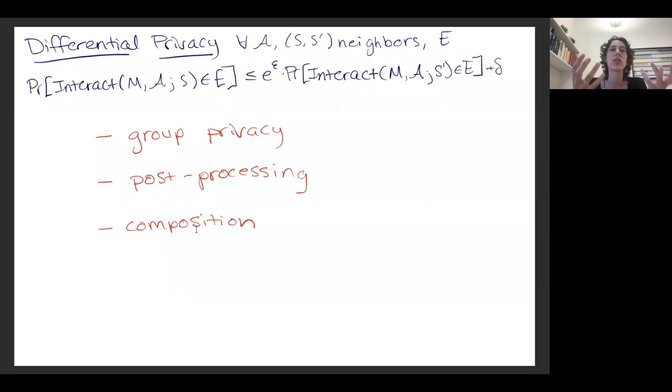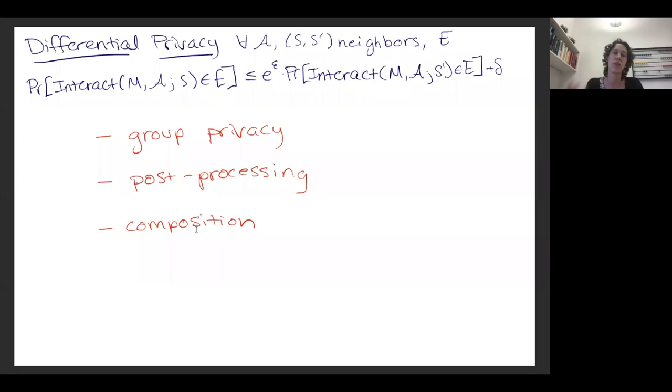The most basic version of this theorem really is just that. If I have a database and I do one computation that's epsilon, delta differentially private, and I do another computation that's epsilon, delta differentially private, then the combination of those two together is two epsilon, two delta differentially private. There's a literal adding up of those two computations' guarantees. And these types of guarantees, these composition guarantees, are really, really powerful for allowing us to design more sophisticated algorithms that enjoy guarantees of differential privacy.